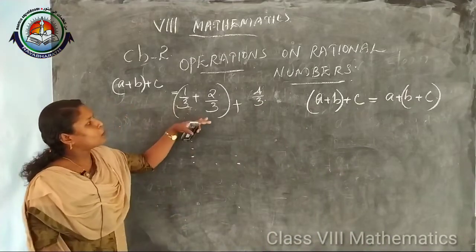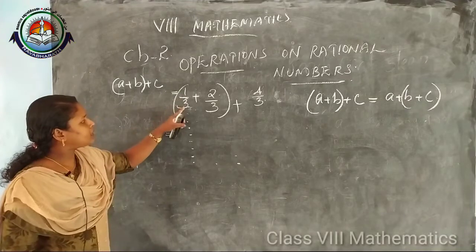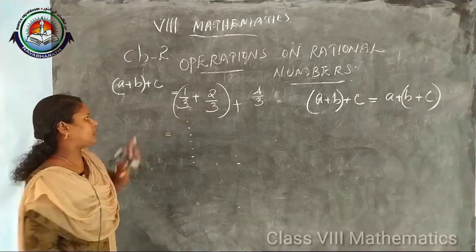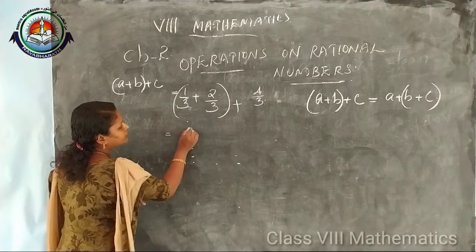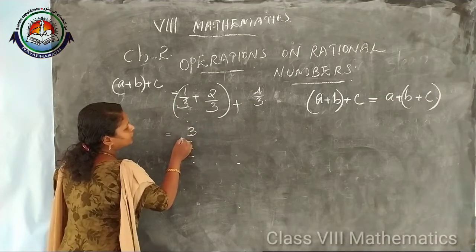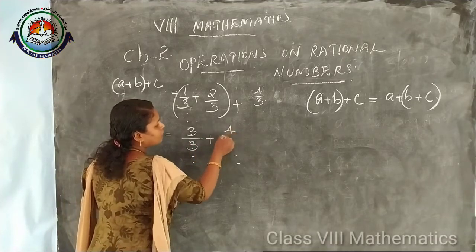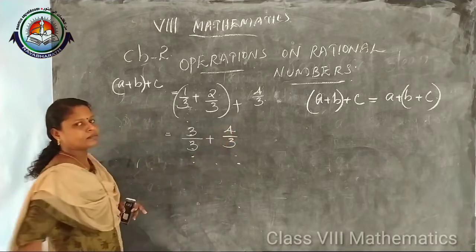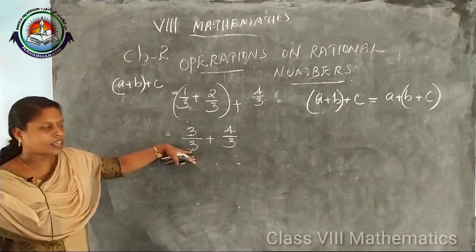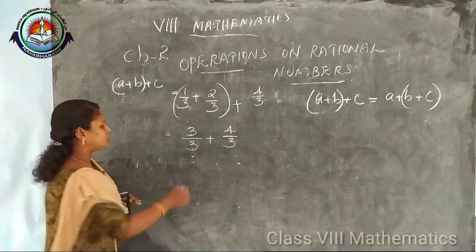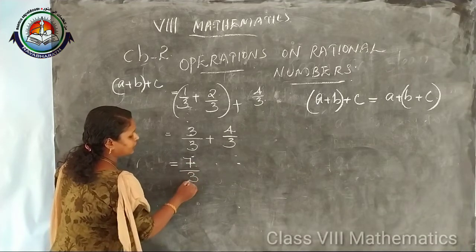Now we are proving the first part, the LHS. Then 1/3 plus 2/3. Denominators are the same, so we need to add the numerators. 1 plus 2 is 3, so 3/3 plus 4/3. Here also the denominators are the same, so add the numerators. 3 plus 4 is 7. So 7/3.